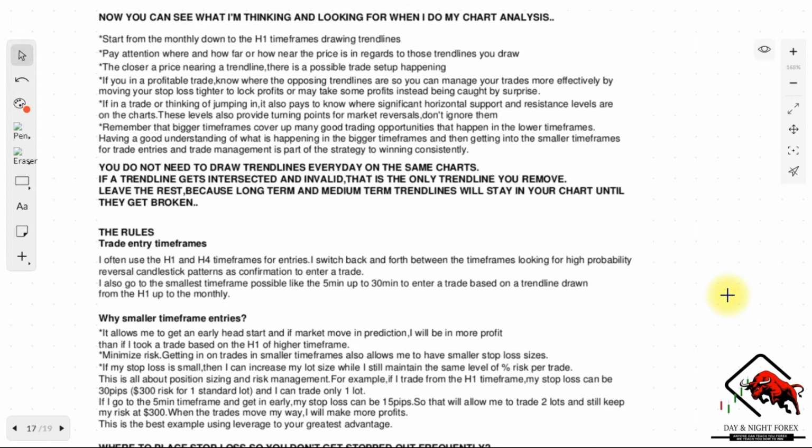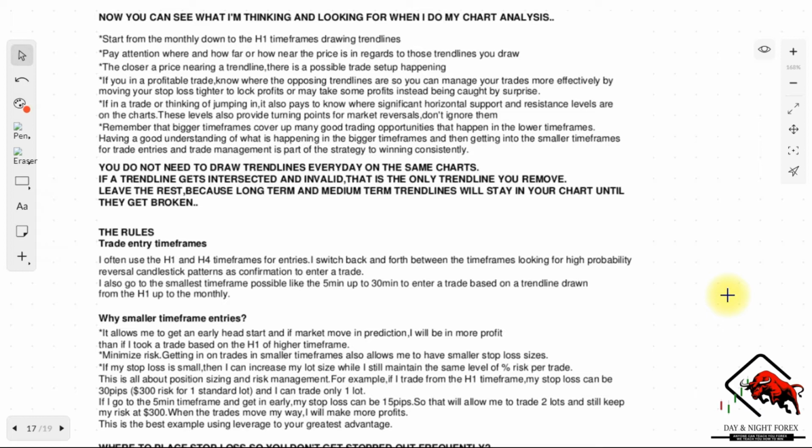If in a trade or thinking of jumping in, it also pays to know where the significant horizontal support and resistance levels are on the charts. These levels provide turning points for market reversals, so don't ignore them. So remember that bigger time frames cover many good trading opportunities that happen in the lower time frames. Having a good understanding of what is happening on the bigger time frames and then getting into the smaller time frames for trade entries and trade management is part of the strategy to winning consistently.